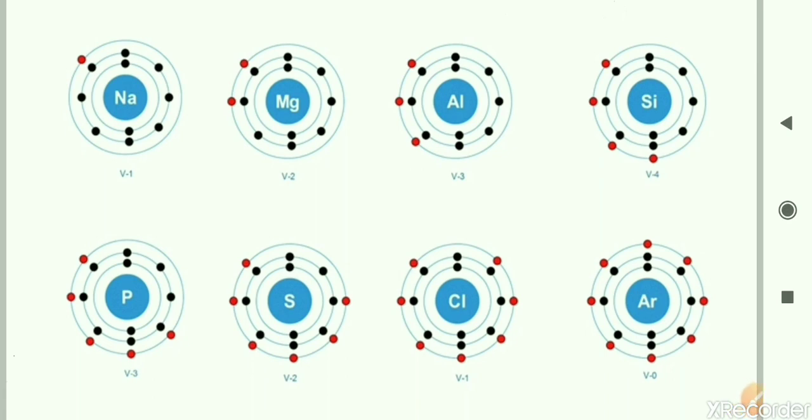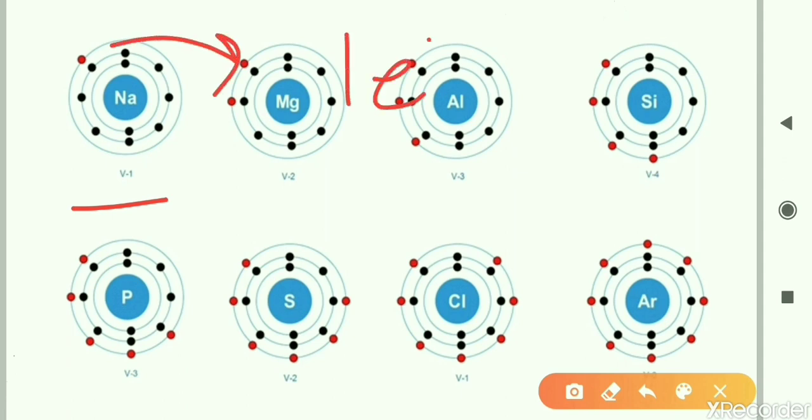In this particular diagram, the outermost electrons are shown in red color. The first one is the sodium atom. Here the valency is 1. Why is the valency 1, or how can we understand that the valency is 1? For this you have to look at the outermost electrons. Only one electron is there in the outermost shell.